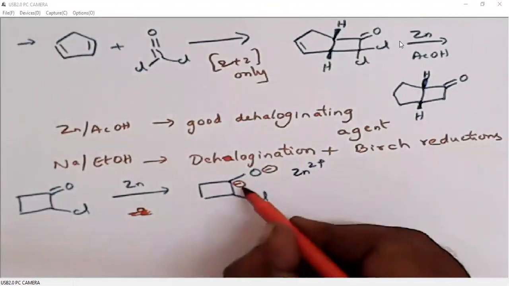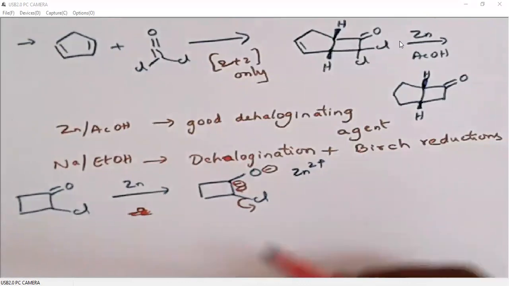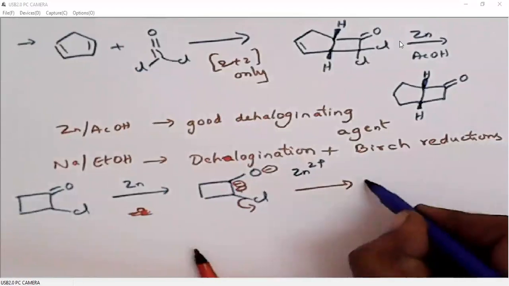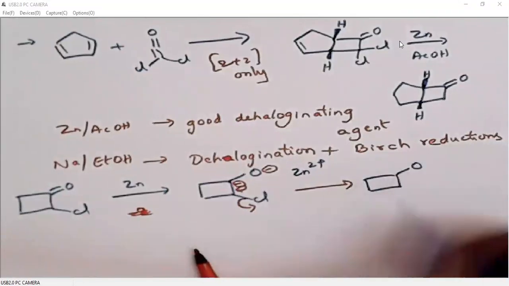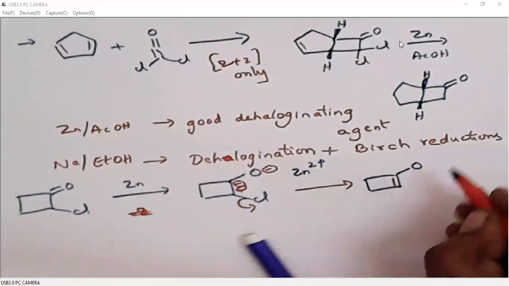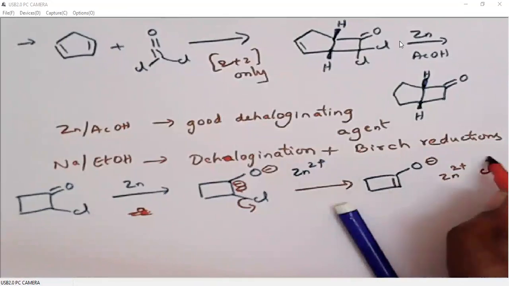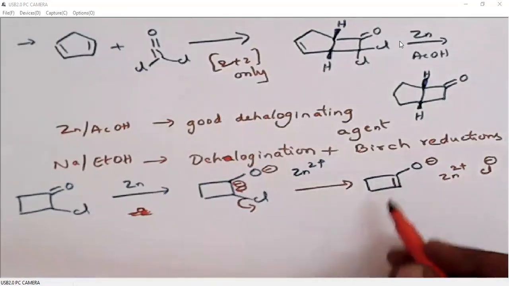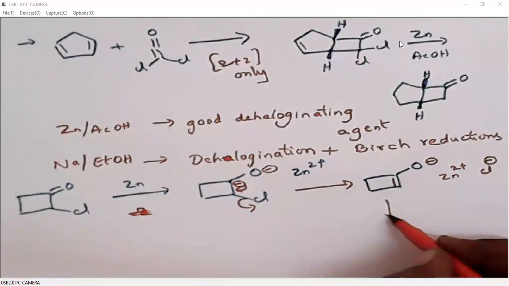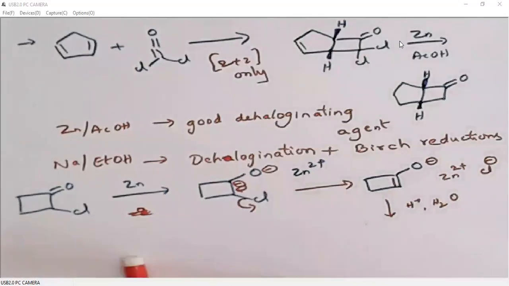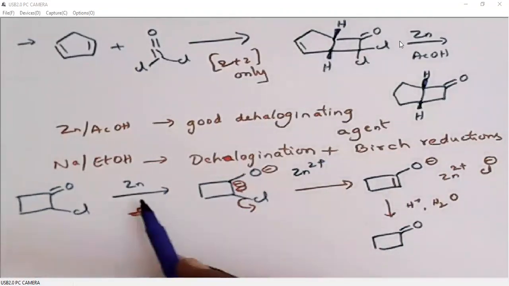Now this negative charge can be polarized towards chlorine because chlorine is a good leaving group. So halogens are good leaving groups. So it generates an enolate ion, along with Zn2+ and Cl minus. Of course, the enolate ion, after addition of water or dilute acid, becomes an enol which can be tautomerized to the corresponding carbonyl. So this is how we can do dehalogenation using zinc and acetic acid.